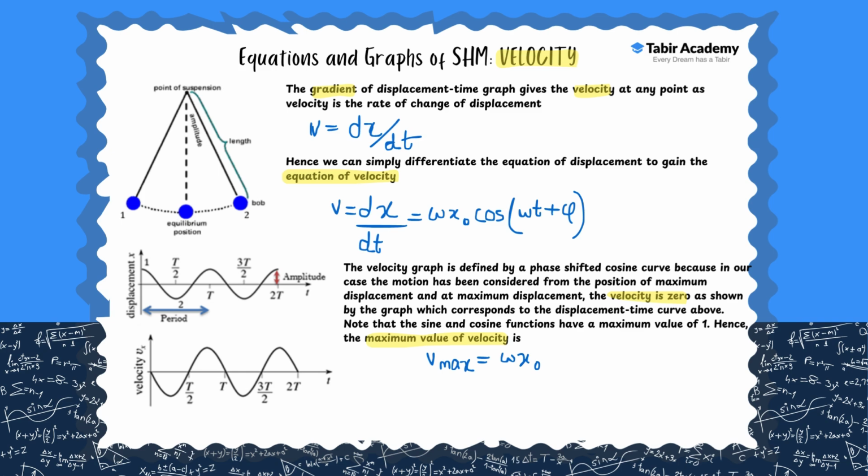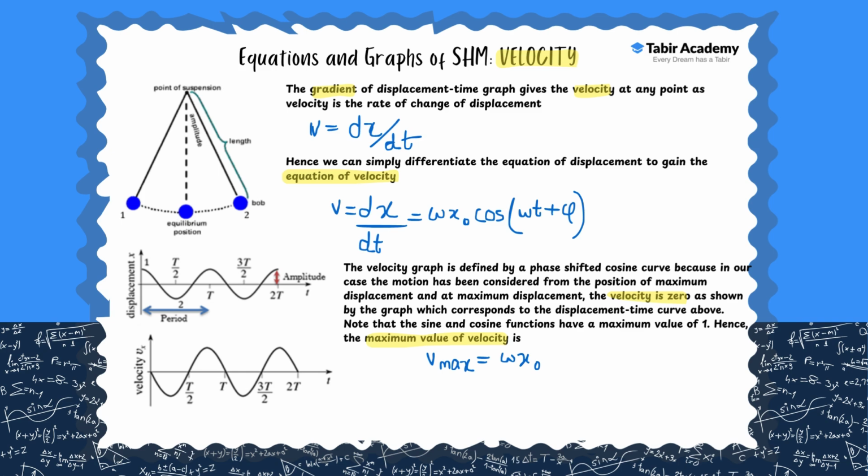and at maximum displacement, the object's velocity is always zero, and it can also be seen in the graph on the left. So our velocity time graph is defined by a phase shifted cosine curve. And this graph corresponds to the displacement time curve which is drawn above the velocity time graph.